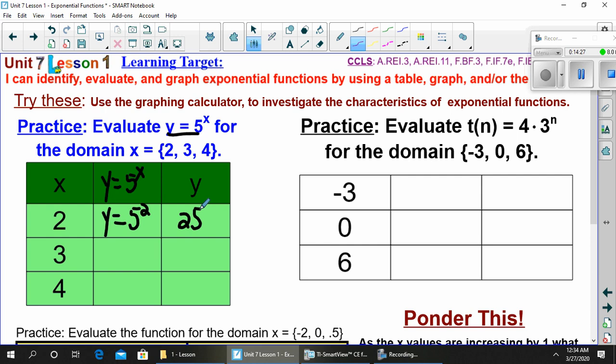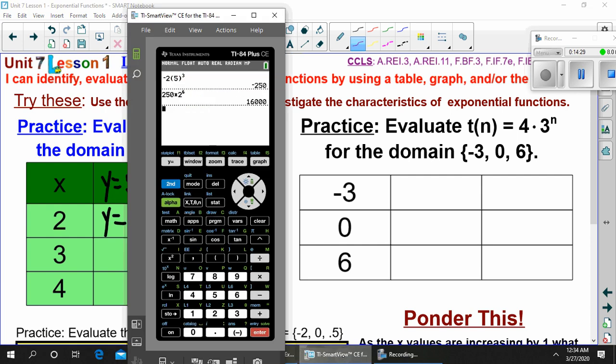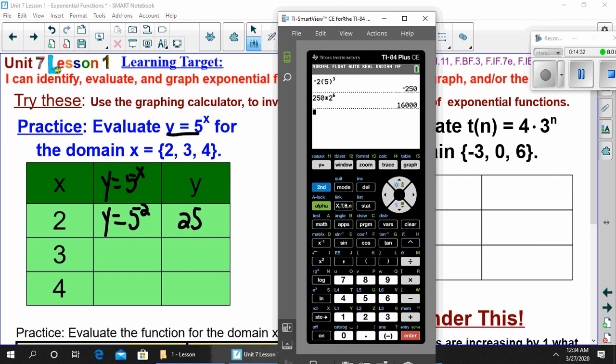All right, but just grab your calculator for a second. We're gonna put the y equals, clear that out, and just go ahead and put 5 to the x power. Right, and we're gonna graph it. So it looks like that, right? Take a look. This is the domain that they want, the domain of 2, 3, and 4.